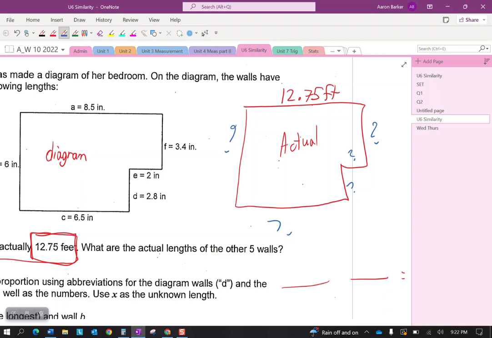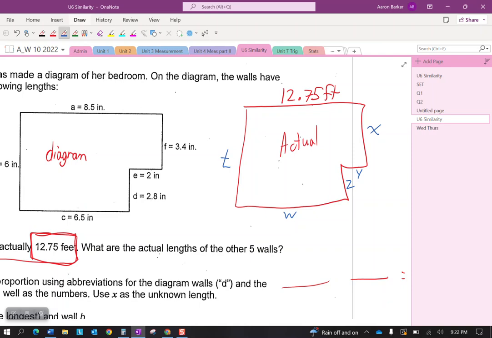Since we don't have capital letters in the corners, let's label this actual diagram with all the walls. So this will be wall X, this will be wall Y, this will be wall Z, this will be wall W, and this will be wall what? Let's just say wall T. Okay, you can use any ones that you want.